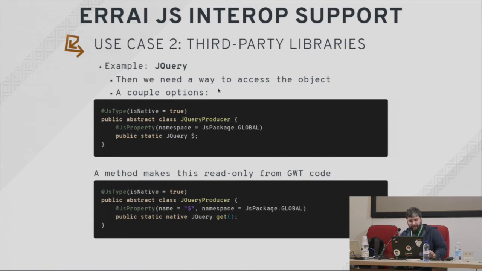Once you have that API, the next thing you need is some way of accessing that $ function that's in the global scope. So here are two approaches. The first one is to declare a static field somewhere using JS property, which I think Daniel showed us something very similar yesterday. And then there's another approach, which I personally prefer, which is very similar, but instead of a property, you declare a static method. And this has the nice side effect of enforcing that the $ is read only from GWT code.